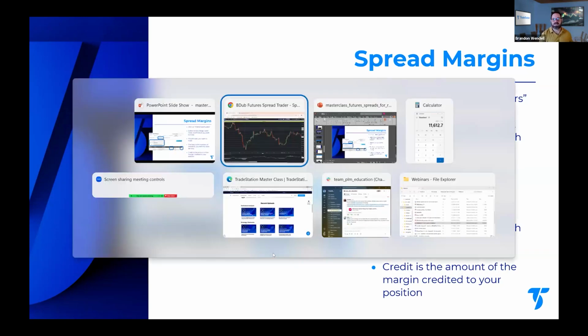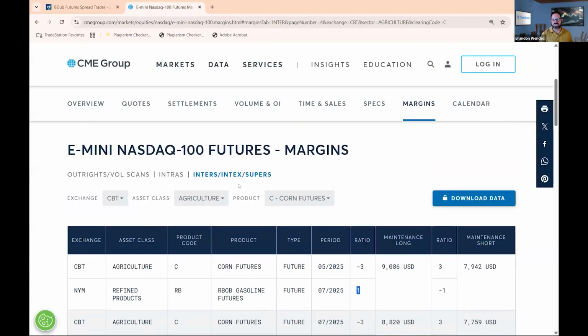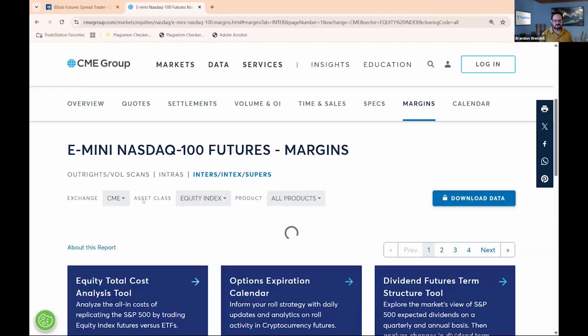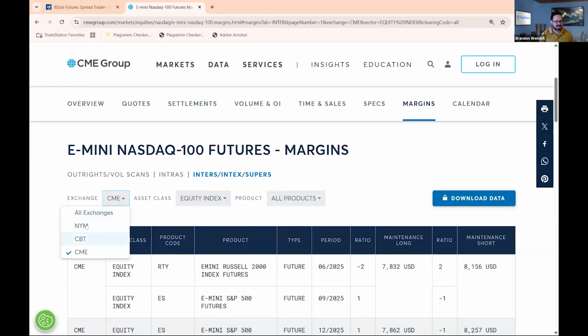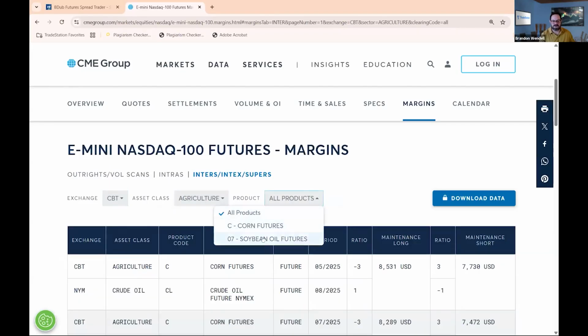Again, I can go back to my browser, CME website. I'm under margins already, and I have the little tab right here. Let's see, we can go to CME, all asset classes. No, why does it only give me equity indexes? NYMEX, CBOT, try agriculture. I was trying to find, it's weird, it's only giving me a few of these right now. There's another way of finding the margins in addition to this. It's a little more advanced.